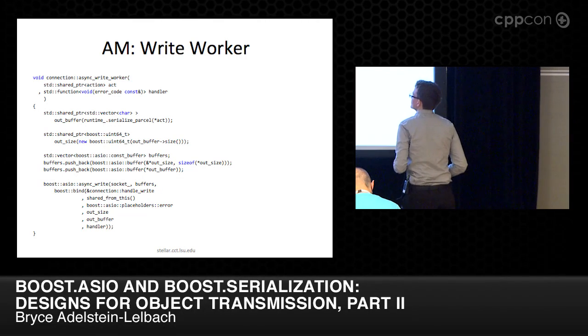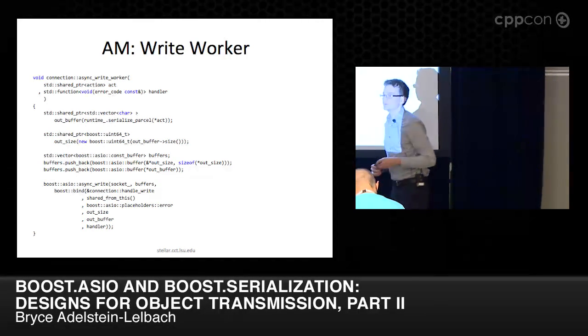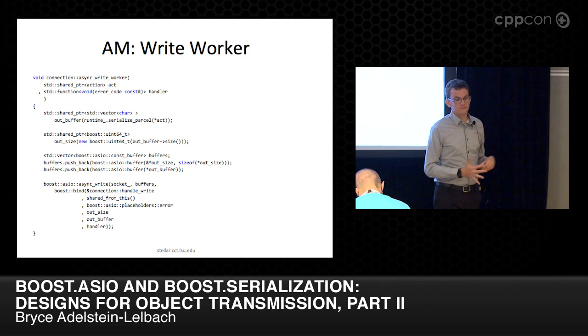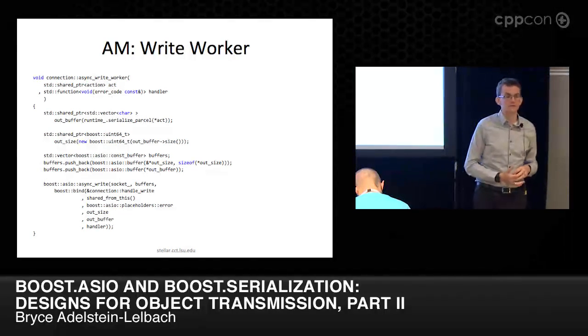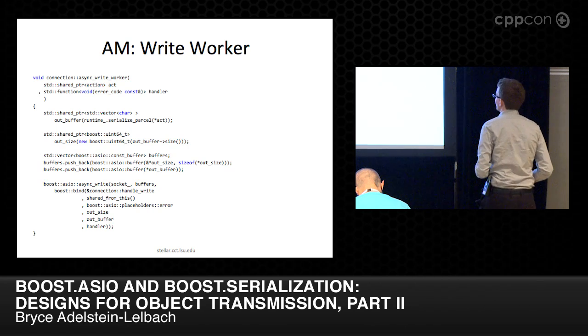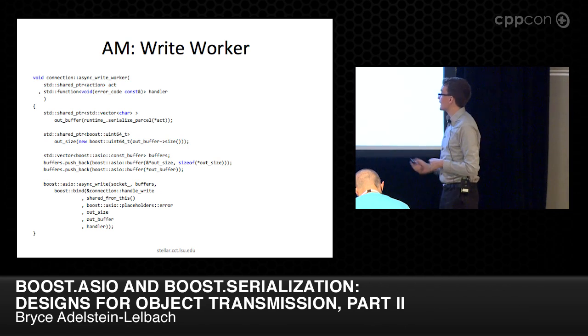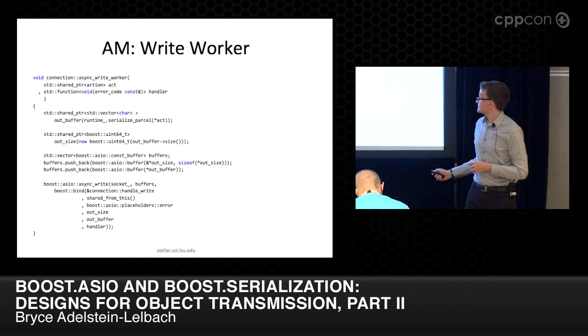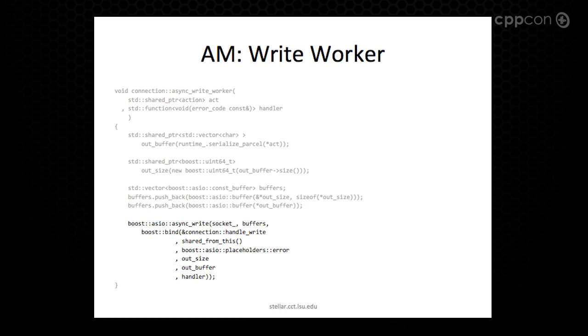And so then we're going to use this std vector of const buffers. One of the things we mentioned back in the first part of the talk was doing these scatter writes, where I've got multiple buffers and I want to write them. Well, the way that you do a scatter write with Asio is, instead of passing in one buffer, which is what we've been doing for all the other examples, we're going to pass in an std vector of buffers, specifically these two.